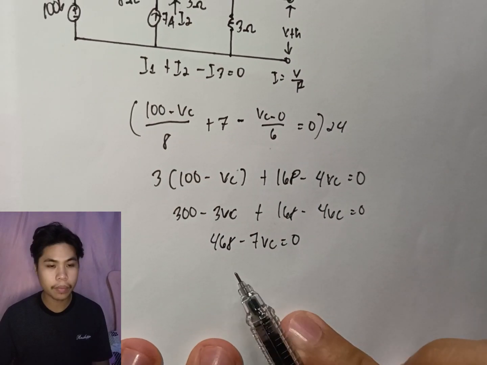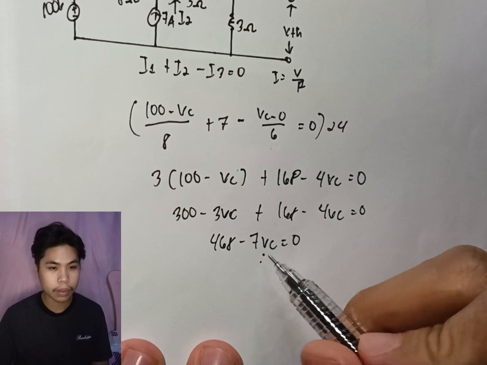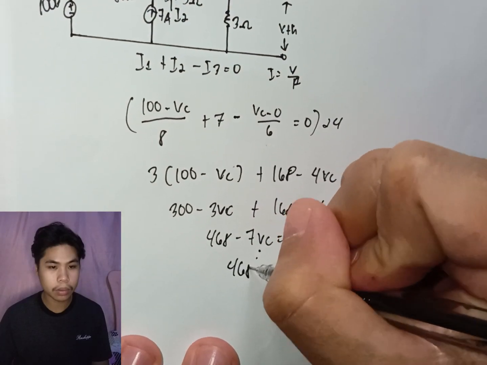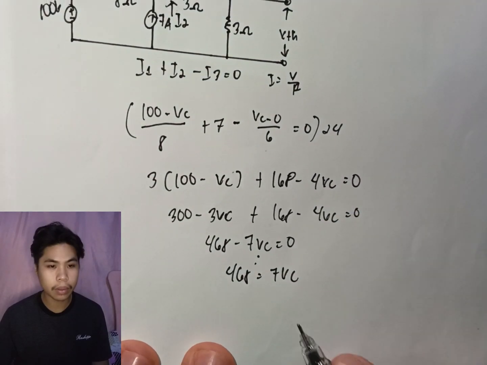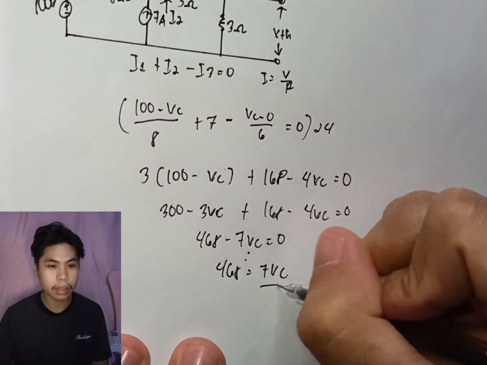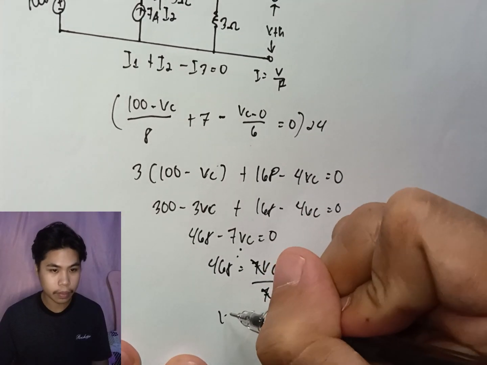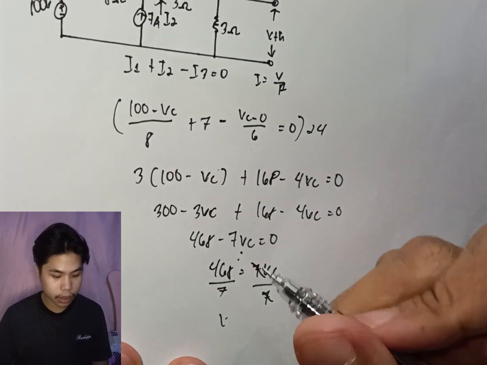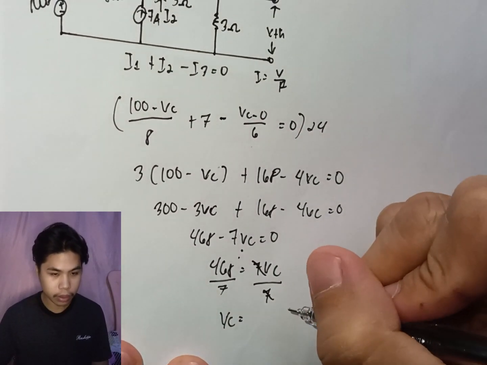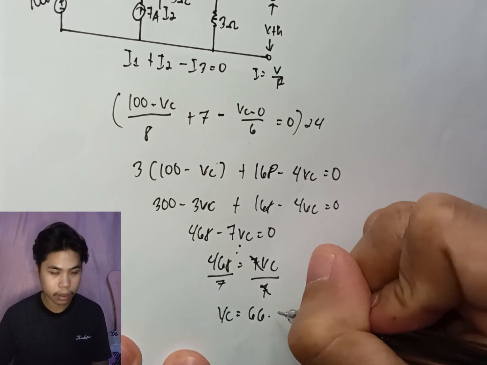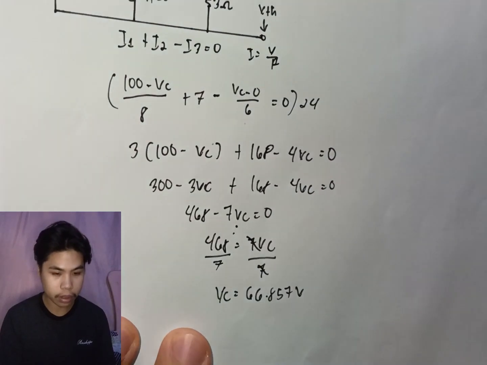So negative yung 7 VC, kaya itra-transpose natin siya sa kabila. 468 is equal to 7 VC. Para matanggal yung 7 doon, i-divide natin siya sa 7, pati rin dun sa kabila. So VC is equal to 66.857 volts. Yan ang ating voltage potential.